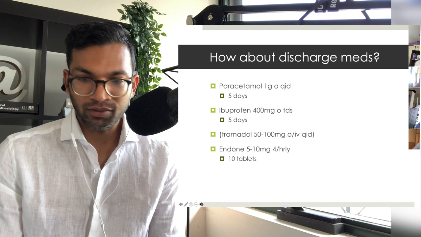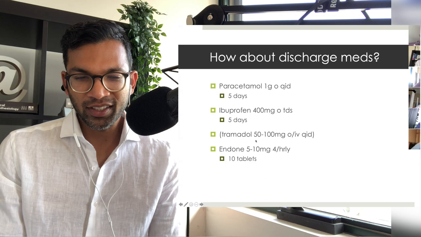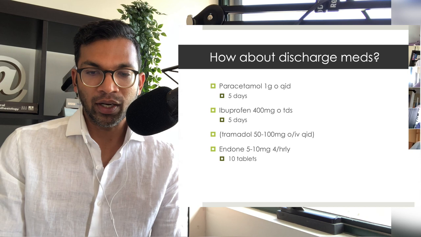Again, just starting off easy, but this will be your bread and butter when you become an intern, about what you write up and what you prescribe. You can always substitute Endone for tramadol occasionally. Again, 50 to 100 milligrams oral for discharge, not IV obviously, but oral QID for discharge is pretty safe.